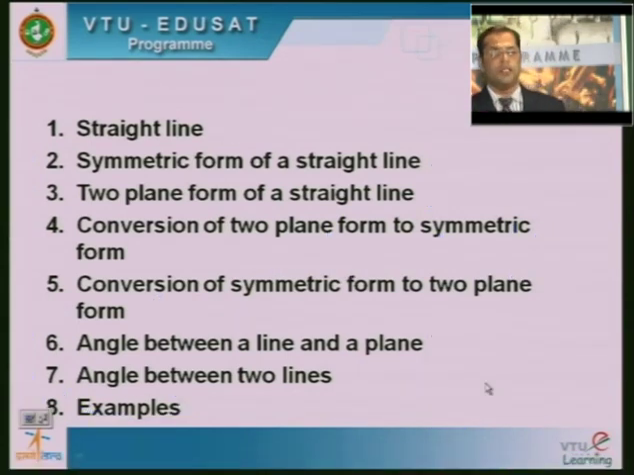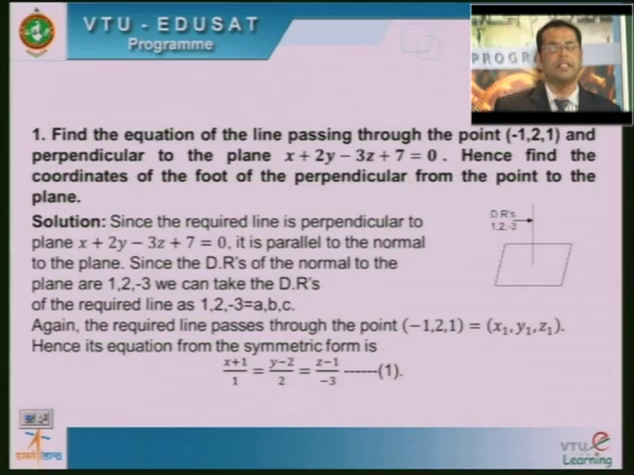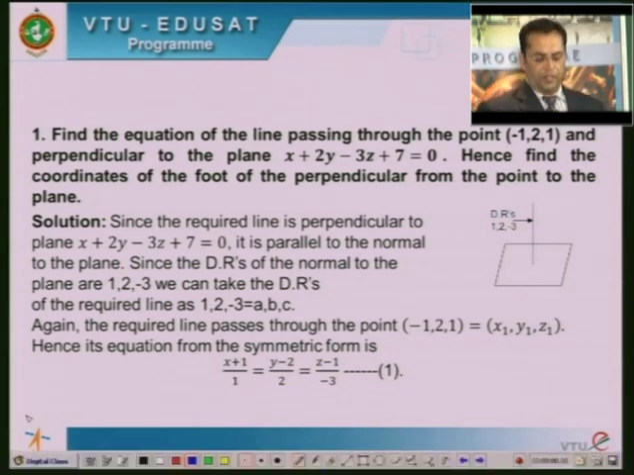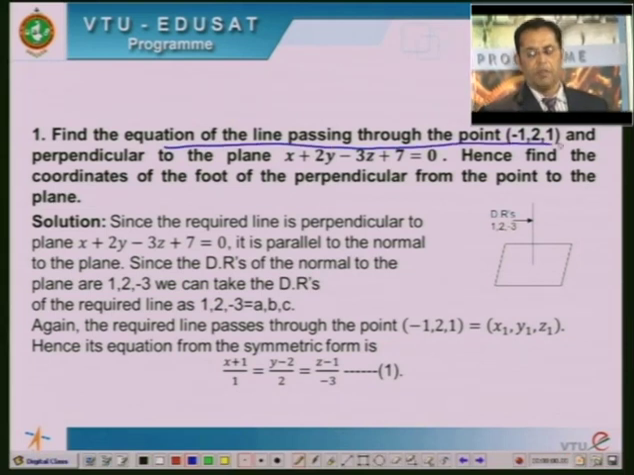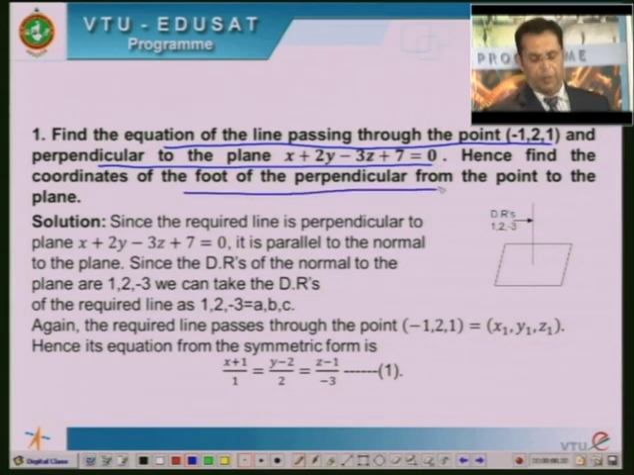We will look into some more examples. Yesterday's examples were restricted to what you see on the screen, but in today's session, we will go to some more complex examples. The first example is like this. Find the equation of the line passing through the point (minus 1, 2, 1) and perpendicular to the plane x plus 2y minus 3z plus 7 equal to 0. Hence, find the coordinates of the foot of the perpendicular from the point to the plane.